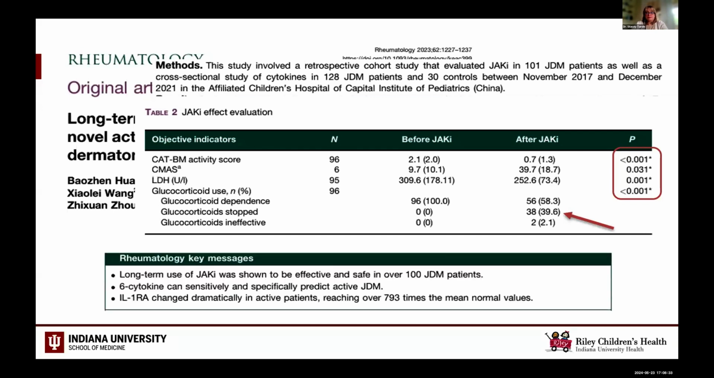So the key messages from this trial, which was the largest retrospective cohort study of the use of JAK inhibitors in pediatrics, were that long-term use of JAK inhibitors was shown to be effective and safe over 100 JDM patients. In their cross-sectional study of cytokines, they assessed a 6 cytokine panel that showed sensitivity and specificity predictive of active JDM. One of those cytokines, IL-1RA, changed dramatically in active patients, reaching about 800 times the mean normal values.